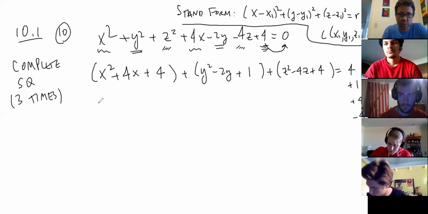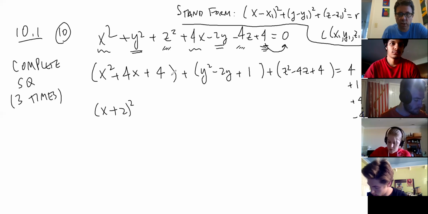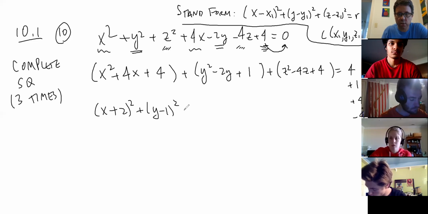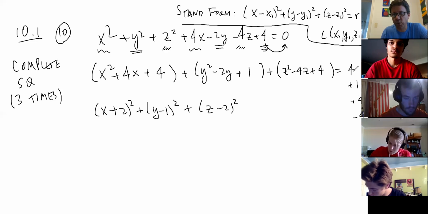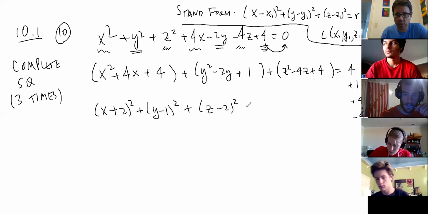So if I do actually complete the squares, this will be x plus 2 squared here. The second one is y minus 1 squared. The third one is z minus 2 squared. And on the other side, I've got 4 plus 1 plus 4, but minus 4. So if I do that right, that should be 5.